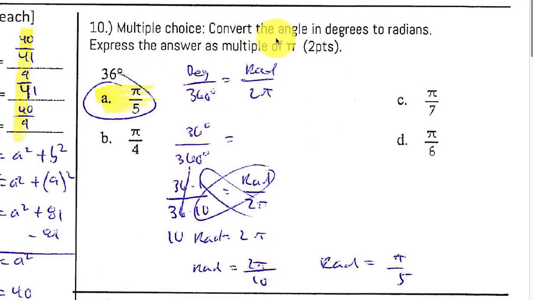Question number 10, multiple choice. Convert the angle in degrees to radians. Express the answer as a multiple of pi. So I'm given 36 degrees. Then I want my answer in terms of pi, which means you should have pi in there.